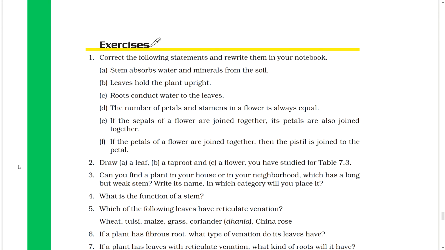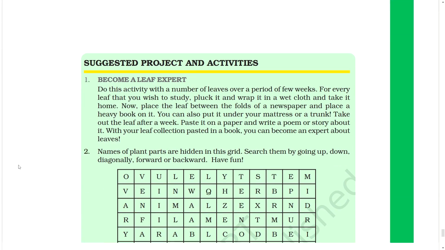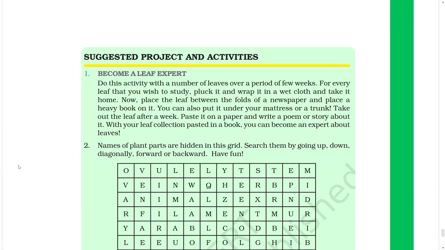Exercises. Do this and comment on this. Suggested projects and activities. 1. Become a leaf expert. Do this activity with a number of leaves over a period of a few weeks. For every leaf that you wish to study, pluck it and wrap it in a wet cloth and take it home. Now place the leaf between the folds of a newspaper and place a heavy book on it. You can also put it under your mattress or a trunk. Take out the leaf after a week. Paste it on a paper and write a poem or story about it. With your leaf collection pasted in a book, you can become an expert about leaves.